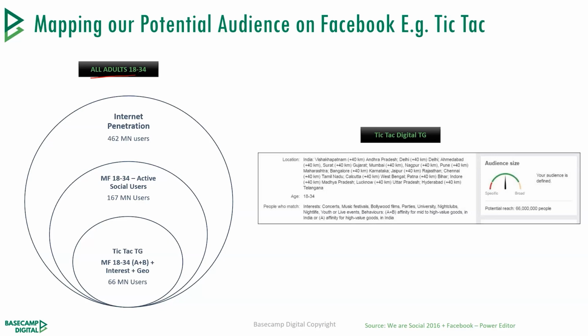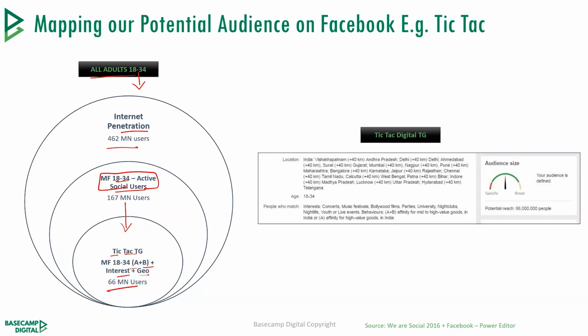Here I'm clearly showing them that all adults 18 to 34 is our target audience. Internet penetration: say X amount of users in India, or in your region, whatever the number is. Male, female, 18 to 34 is the core TG of the brand, and they are active on social media. But then you pull it down further to the Tic Tac TG, interest plus geo, because obviously 18 to 34 is a big audience, and you need to scale down to your core audience.